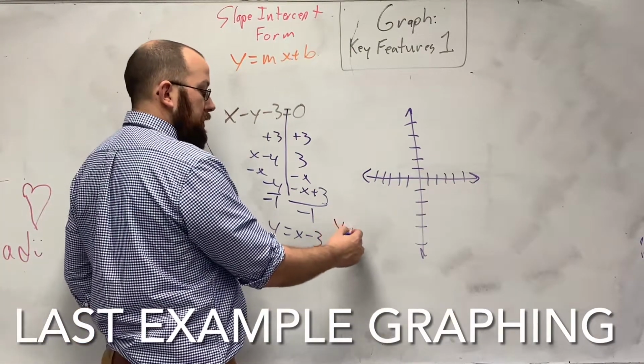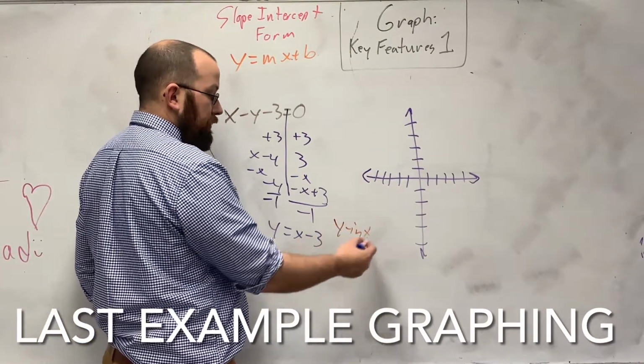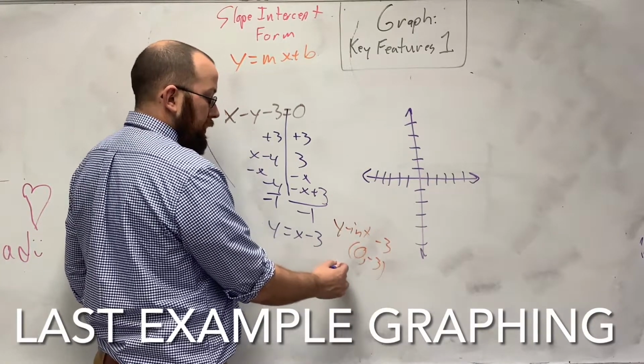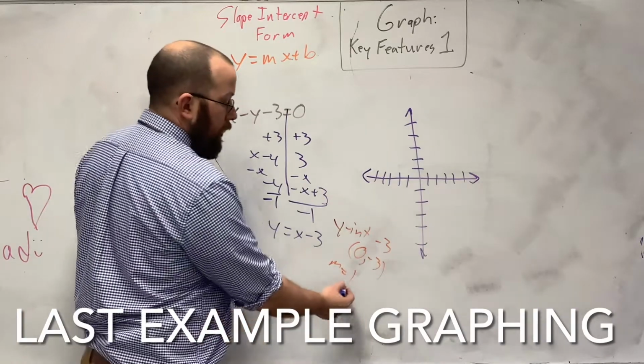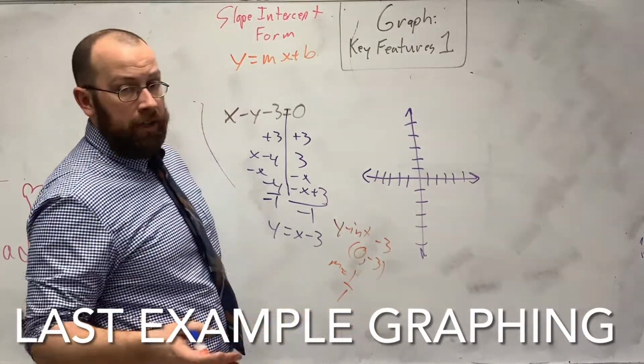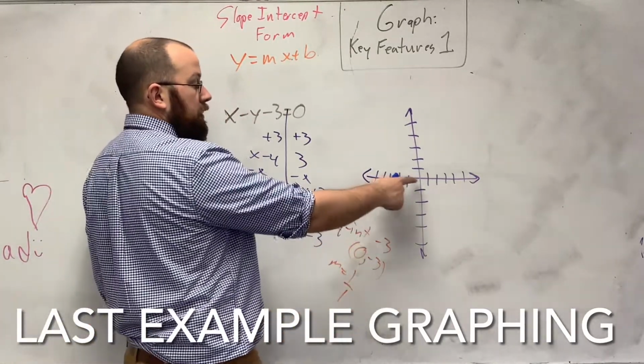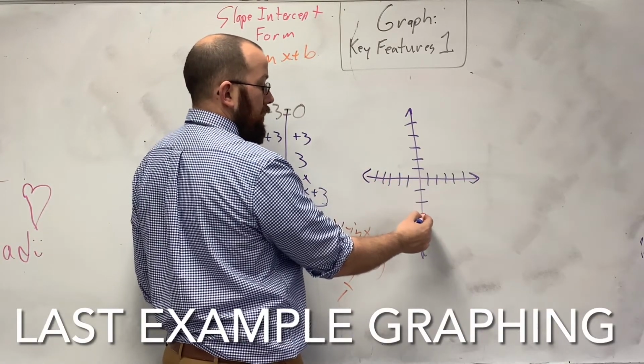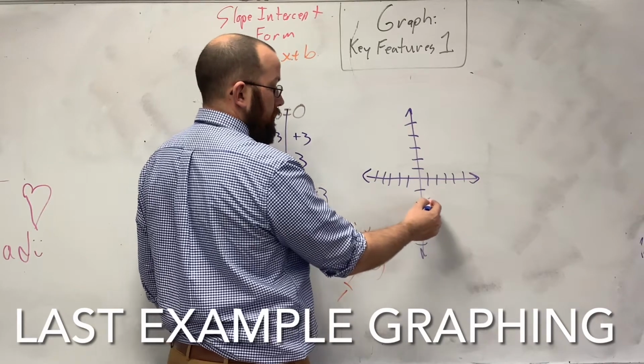So my y-intercept here is -3 or (0, -3). And my slope is just 1 or 1 over 1 for a rise over run case. So (0, -3) here, and then rise 1. Up 1, over 1.